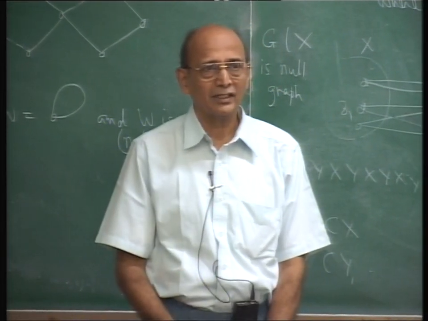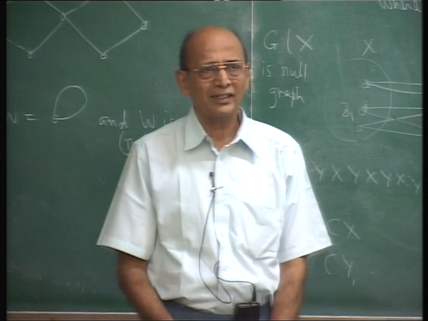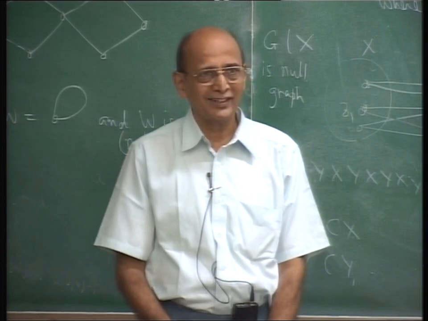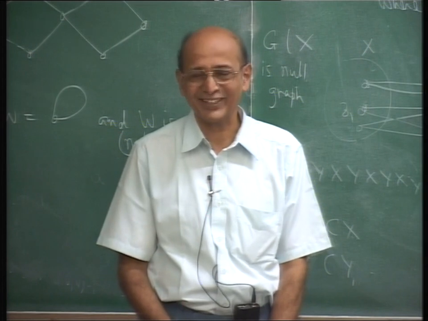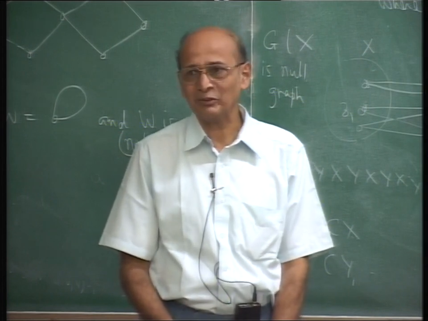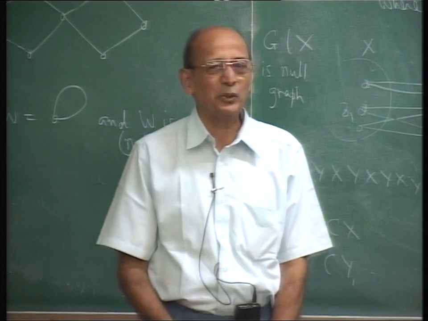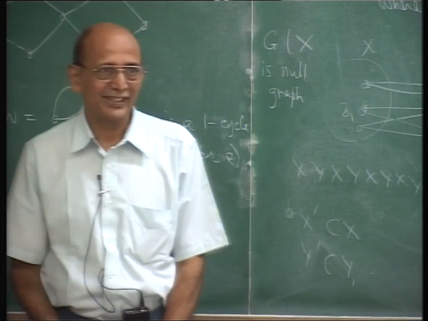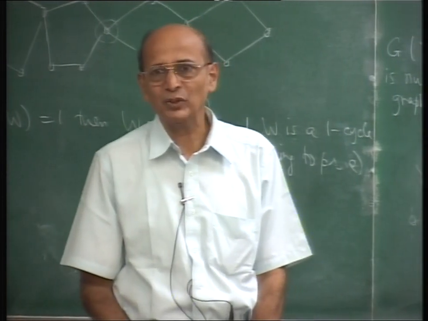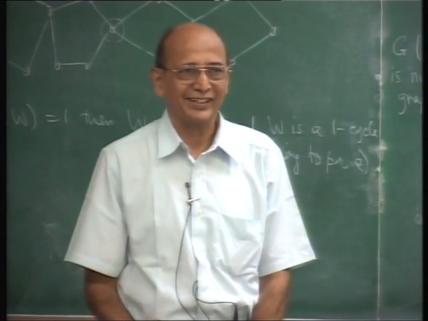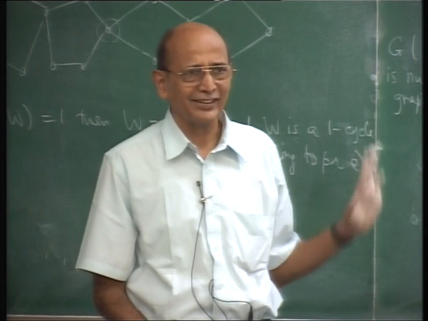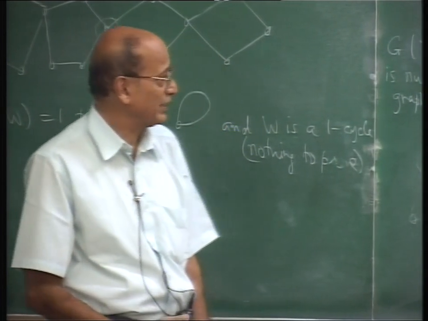Empty graph meaning no vertices at all? No, no vertices at all is not a very good situation. You have to have at least one vertex. A graph with no vertices, one can talk about it, but there is not much point in doing that. A graph with no edges makes sense, a graph with no vertices at all, not really. Is that clear? So it doesn't really matter. A subgraph of a bipartite graph is bipartite.